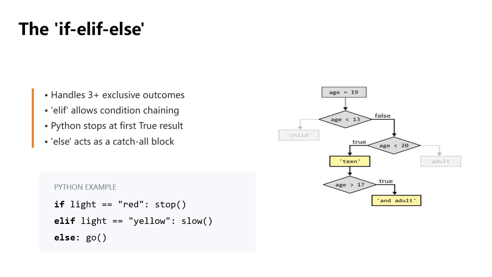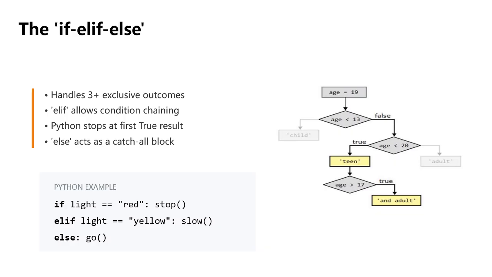Now, let's examine how this looks in Python code. Pay close attention to the syntax and how the conditions are ordered. Notice how we check each color in order. A critical rule here is that Python stops at the first true condition it finds. If the light is red, the stop function runs and the program skips checking the yellow or green conditions entirely. This makes our code very efficient.